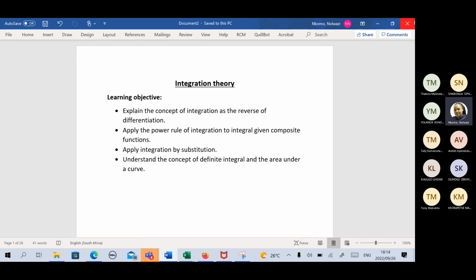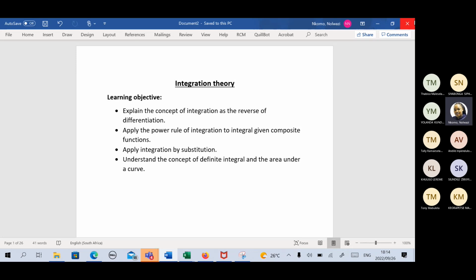Okay, we did cover the first part of integration last time, but I decided to start the integration again because we only covered a small part, so I will go back to it.